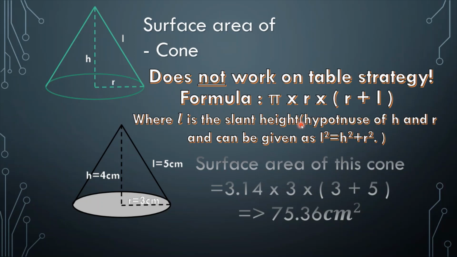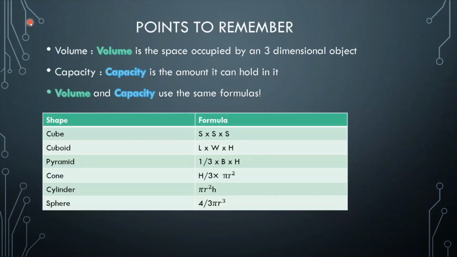I'll show you an example, as this is a tricky one. So here the height is 4 centimeters, the radius is 3 centimeters, and the slant height is 5 centimeters. So the surface area is 3.14 times 3 times (3 plus 5), which is 75.36 centimeters squared.